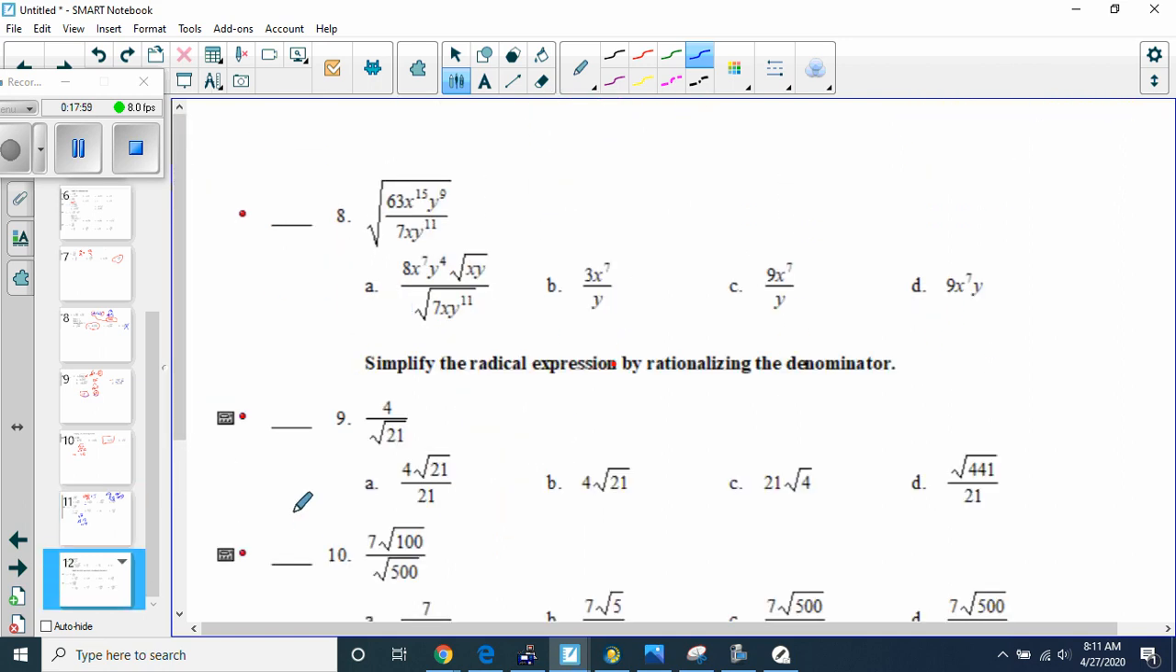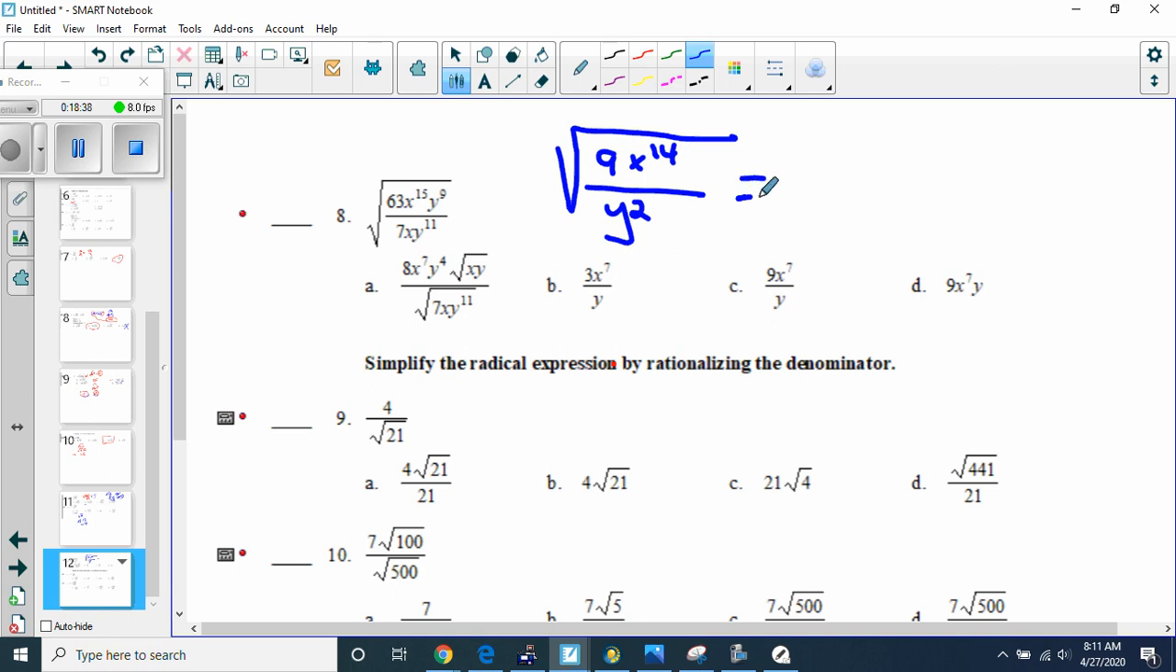Okay, this one here looks very complicated, but let's do the division first. 7 into Let's leave that square root aside. 7 into 63 is 9. Okay, x on the bottom with 15 on the top, it turns into x to the 14th. And 9 on the top and 11 on the bottom for y turns into y to the third. No, I'm sorry, y to the second, my bad. 9 minus 11 is negative 2, so y to the second on the bottom.